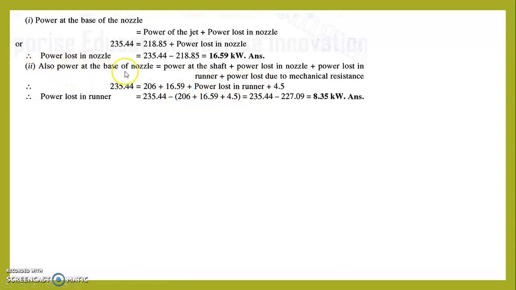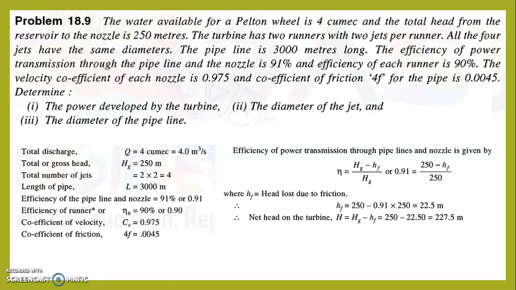So we have to calculate the amount of power loss due to the hydraulic resistance. That is the power lost in the runner. We can calculate it as 8.35 kilowatt. Okay, I will go to our next question.